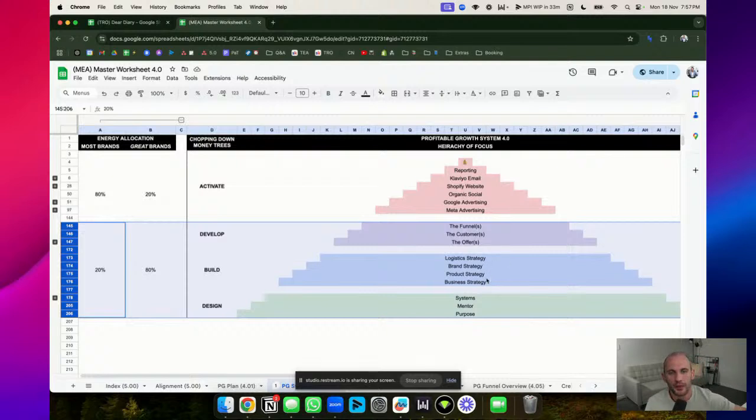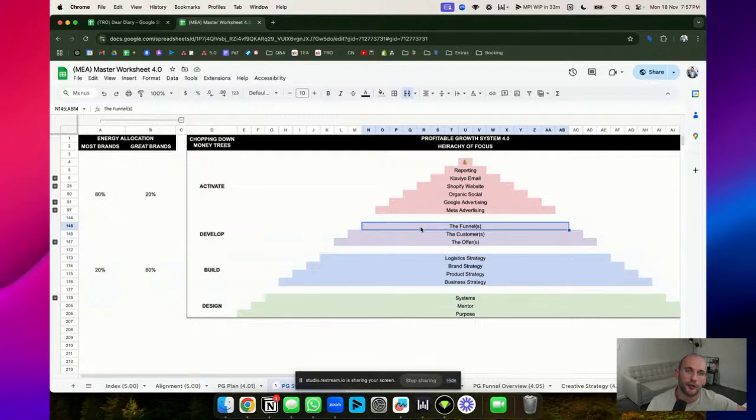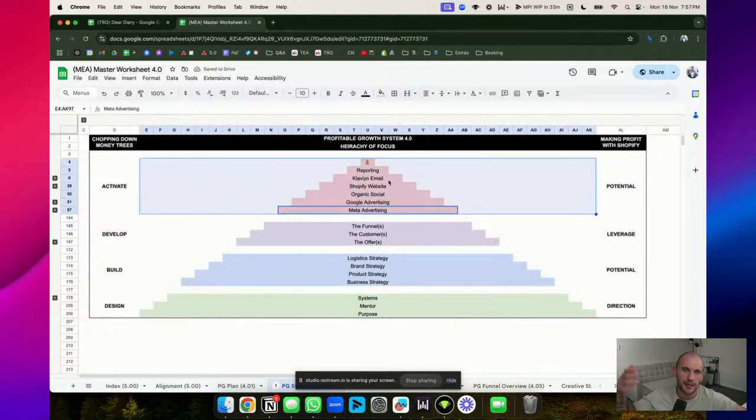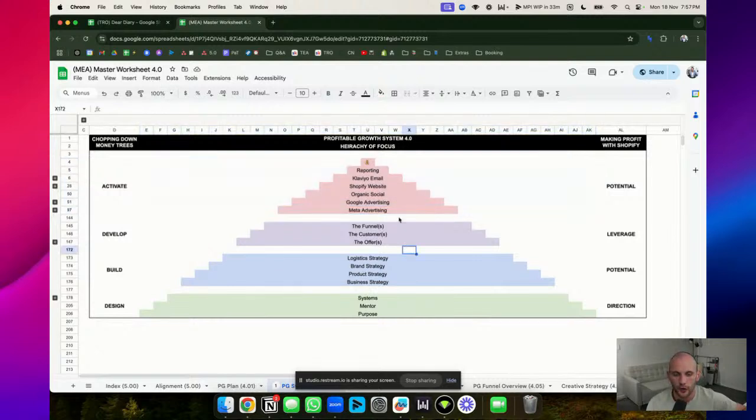They've built business, product, brand, and logistics strategies that give them a total addressable market they can serve effectively. They've got a strong offer for 1 or 2 customers with a funnel that makes sense to present it with. And then they come in here and they make a couple of 100 ads a month and they scale. So I think for a lot of businesses, this framework, this hierarchy of focus, can be really valuable.